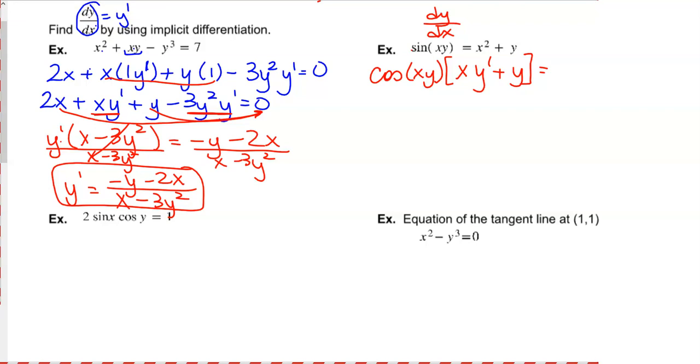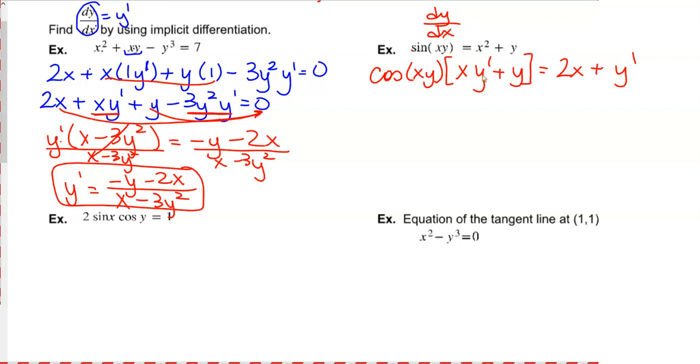Equals derivative of x squared. No implicit needed here because that matches with our variable in the bottom. And the derivative of y is a 1, but I have a variable that doesn't agree, so I need a y prime. All right, very good. Now that's the calculus part. From here, it's algebra. We got to get y prime by itself.